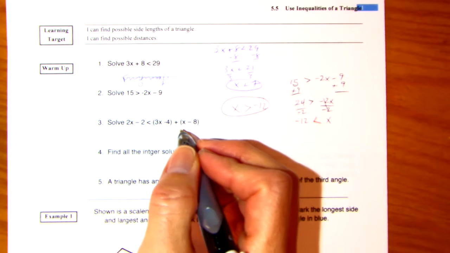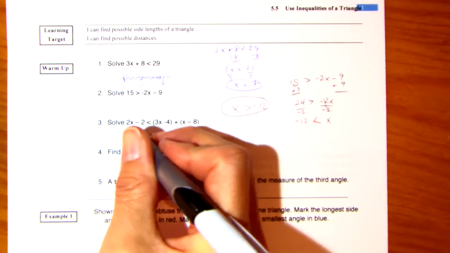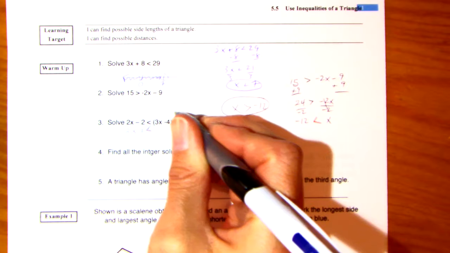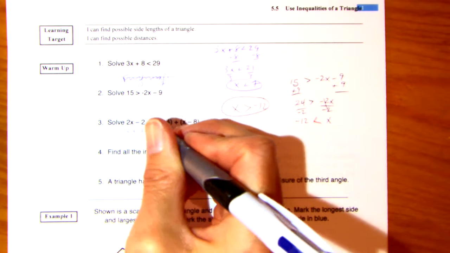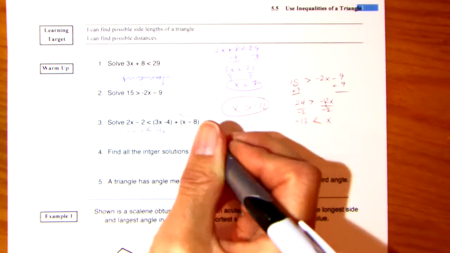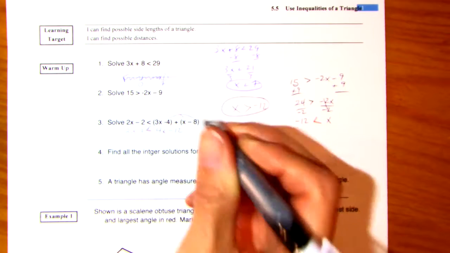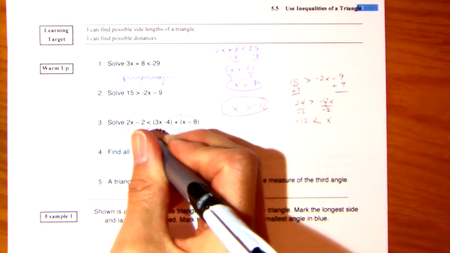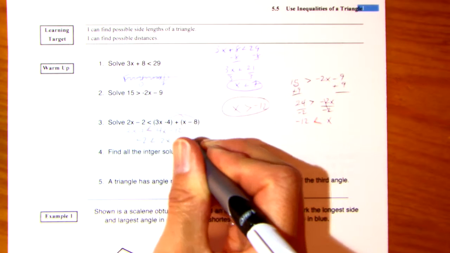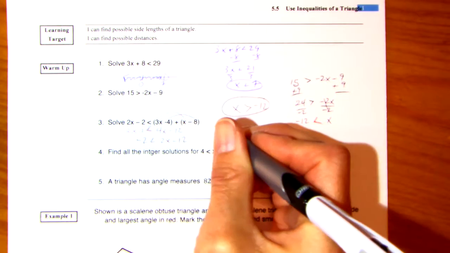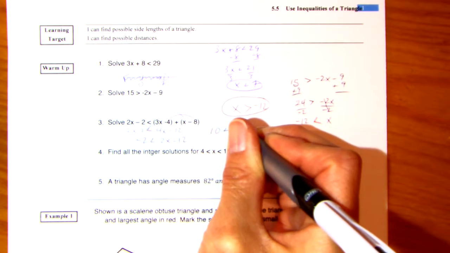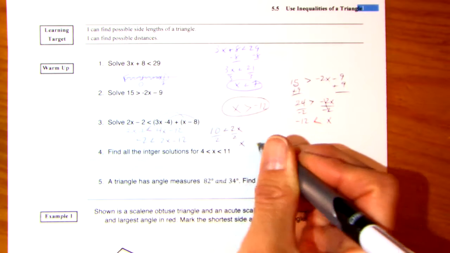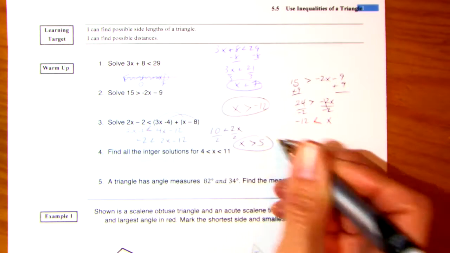Just because we have a set of parentheses doesn't mean we can't do anything with it. 2x minus 2 is less than. I'm going to combine my x's here. We have 4x minus 12. Minus 12 when I combine those integers. And then I'm going to subtract 2x on both sides. Then I'm going to add 12 to both sides. And then divide by 2. X is greater than 5.